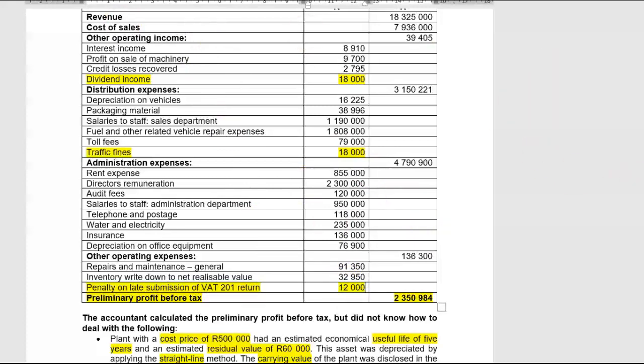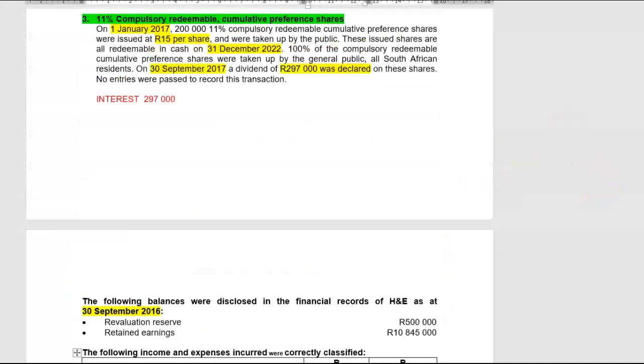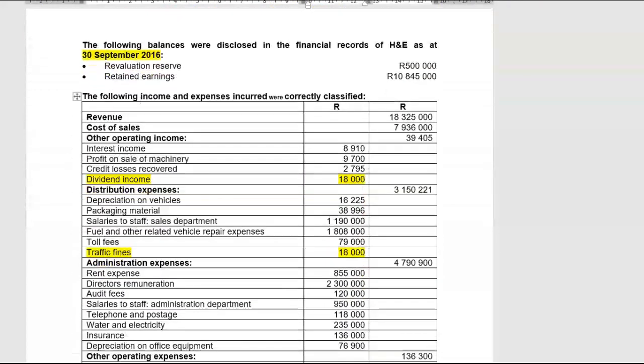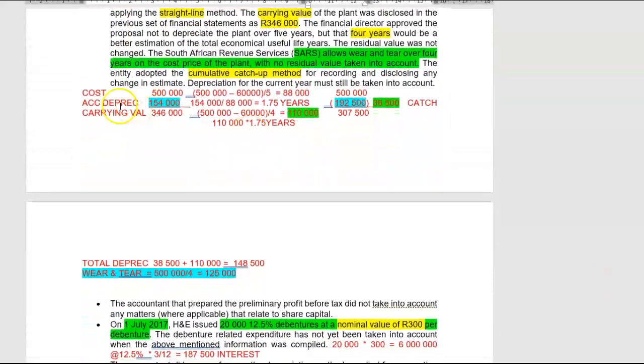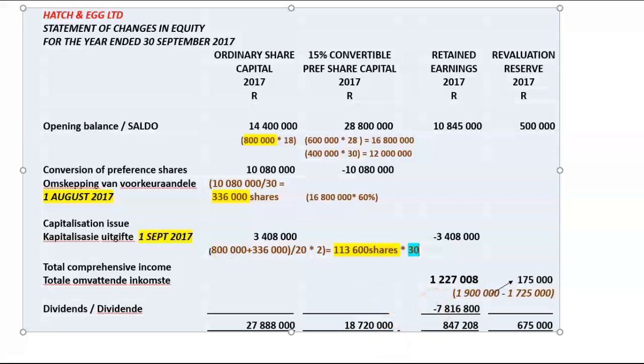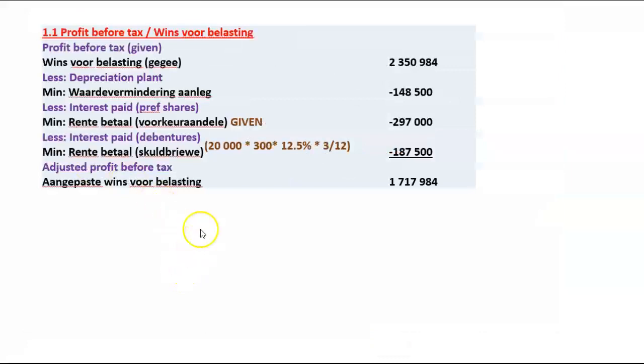Right, so let's go and determine our actual profit after tax for the year, and we will start then with our preliminary profit before tax, 2,350,984. The first thing that we haven't accounted for against profits is my interest on my redeemable cumulative preference shares, and there they gave us that amount, 297,000 Rand. The next thing that we haven't taken into consideration in our profit figure is our depreciation charge for the year of 148,400. So let's go and determine firstly what is our actual profit before tax, because our actual profit before tax is also our starting point for our tax calculation.